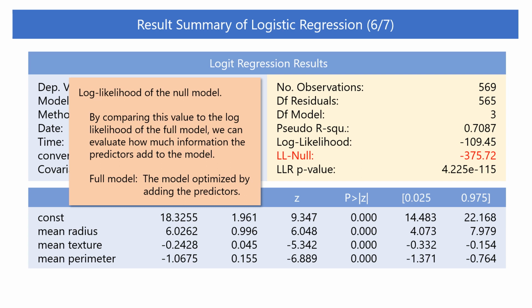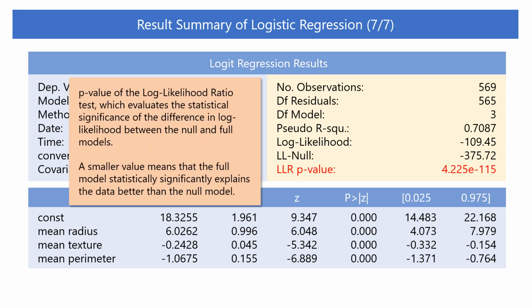The value of LL-Null represents the log likelihood of the null model. By comparing this value to the log likelihood of the full model, we can evaluate how much information the predictors add to the model. The full model is the model that has been optimized by adding the predictors. That is, the model we have constructed for this analysis.